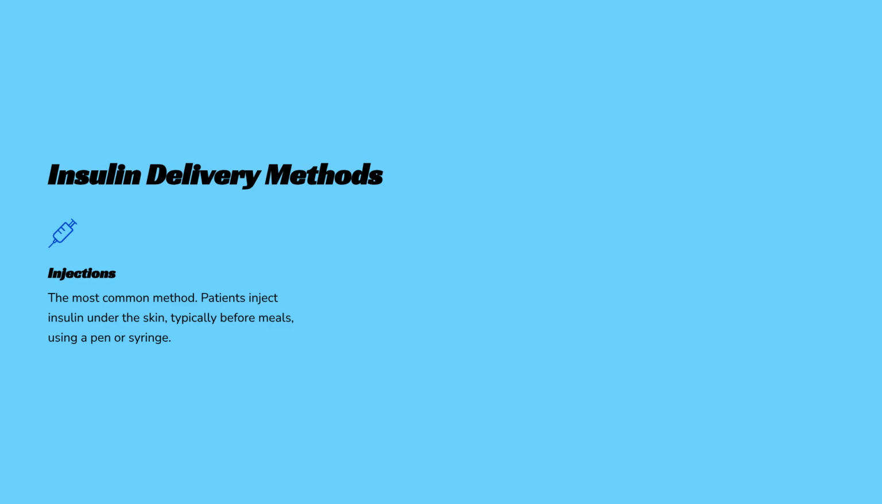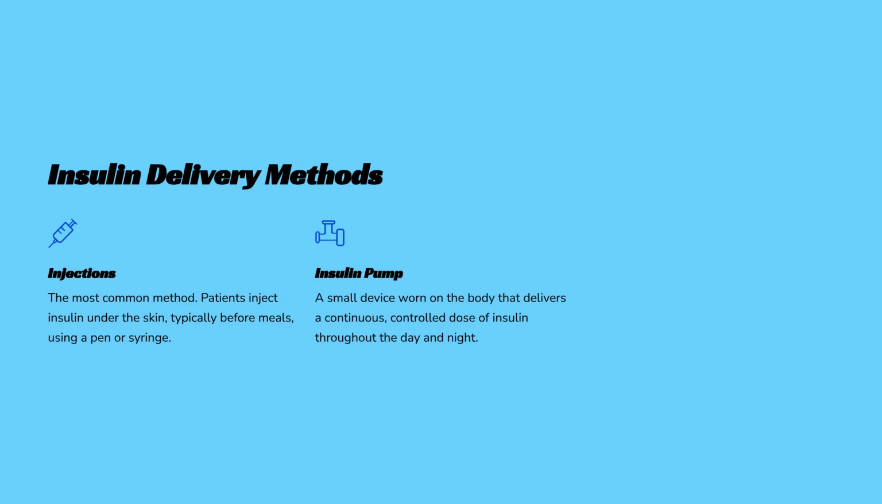Insulin can be delivered via injections using a pen or syringe, typically before meals. Alternatively, an insulin pump delivers a continuous, controlled dose throughout the day and night.